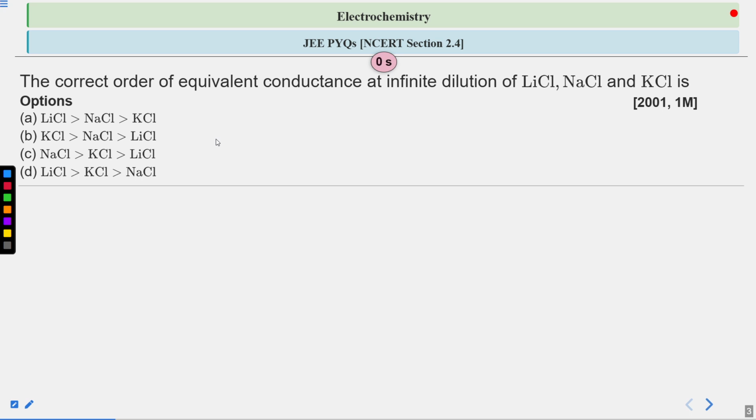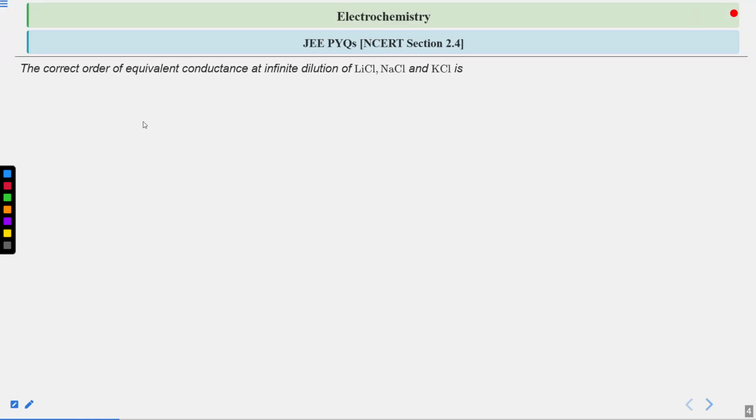Okay, so let's see. For this given question, the correct answer is option B. That is, potassium chloride has the highest equivalent conductance, then sodium chloride, and then LiCl. Okay, so let's see how.